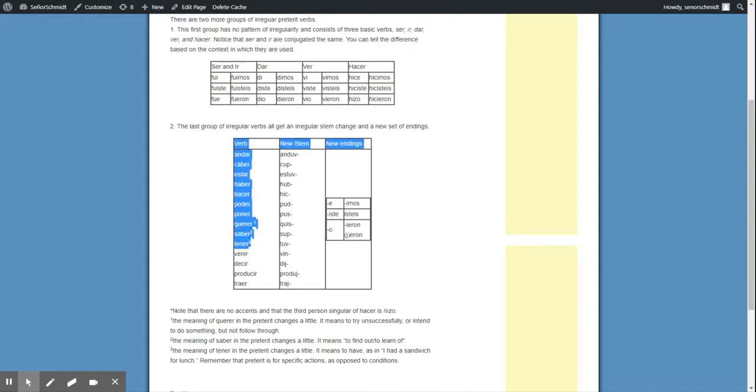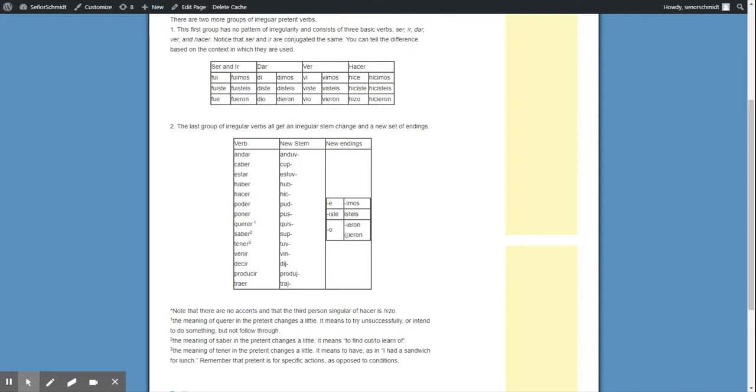The reason these guys have numbers right here, querer, saber, tener, is because the meaning changes just a bit, or it can change. So you look at querer, that can mean like I wanted to, as in I intended to, but I didn't. So you're kind of implying that it didn't happen. So, for example, I could say something like, quise llamarte ayer. I wanted to call you yesterday. And it works kind of the same as in English, right? We know that that means you wanted to call, but you didn't. It's implying that it never happened.